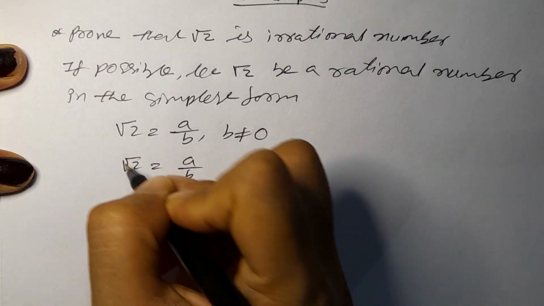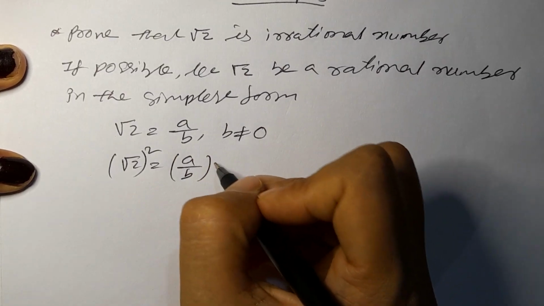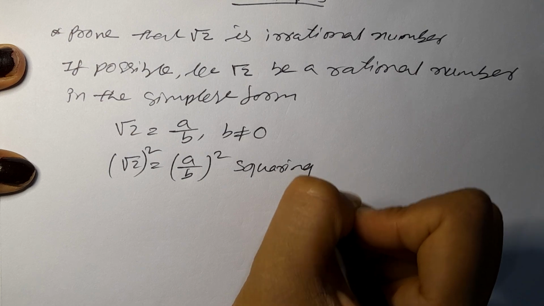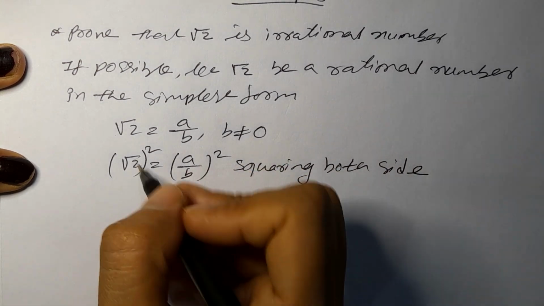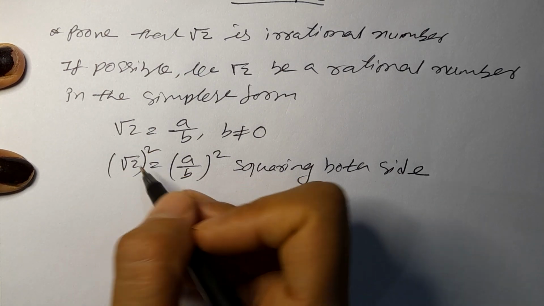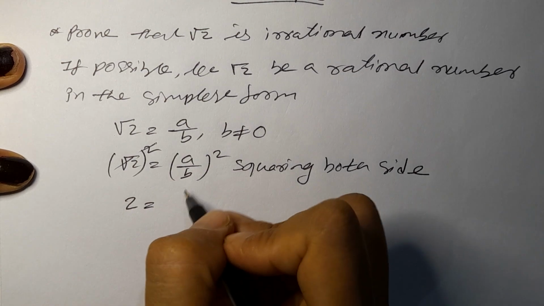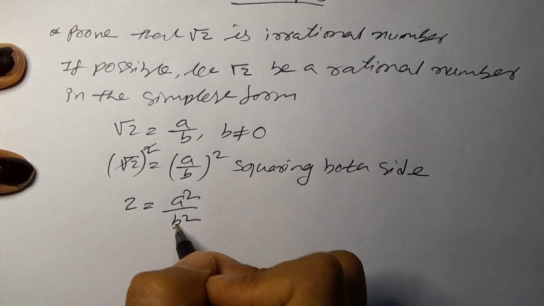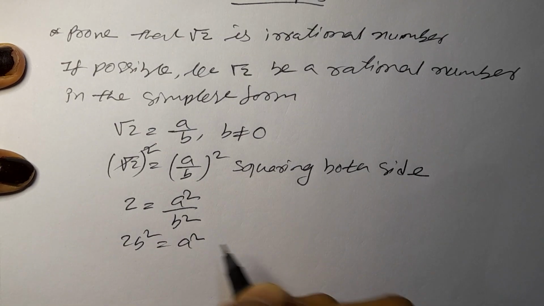Now the main target is to remove the square root. So take the square on both sides. Squaring both sides, the square and the square root cancel, and only 2 will remain. So it will be a square divided by b square. Now take b square to this side, since it is divided, it will be multiplied. So 2b square equals a square.